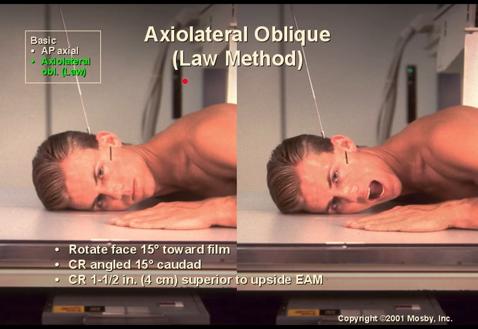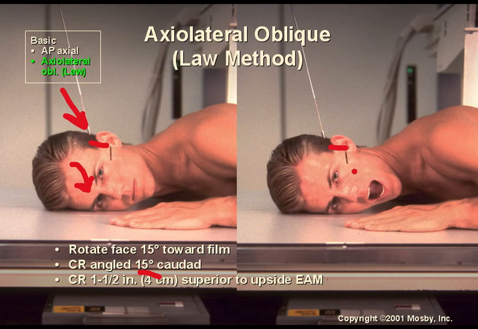Axiolateral oblique, this is the Law method. Okay, so you're going to rotate the face 15 degrees towards the film. Your central ray is also angled 15 degrees caudad, okay? And your central ray is 1.5 inches superior to the upside EAM. So 1.5 inches to that upside EAM, okay? And that is the Law method.